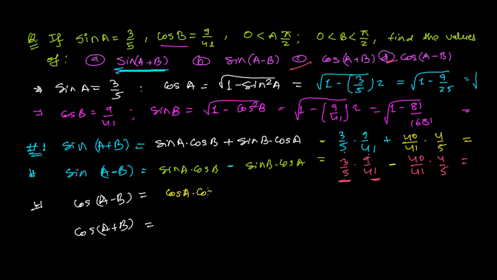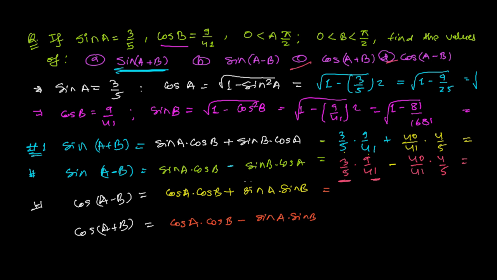Cos A cos B, and now here we have minus, so it will be a plus. So it will be sine A times sine B. And if you look here, now we have plus, so we'll write minus there. So it's going to be cos A cos B, and now plus, so it will be minus sine A sine B. All right, so let's put all the values now.